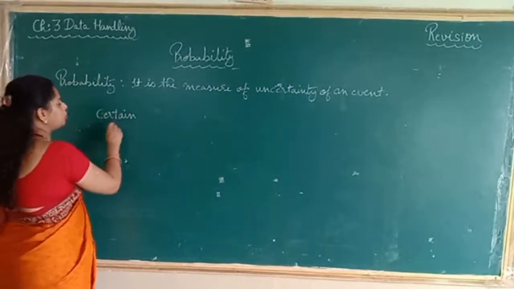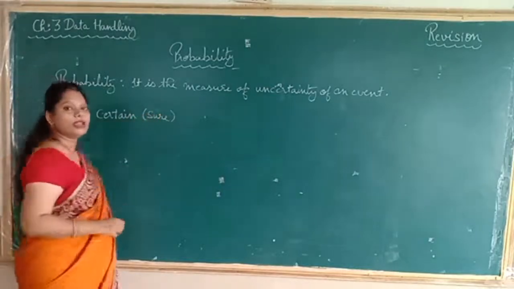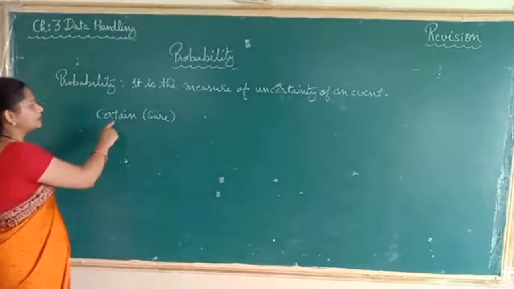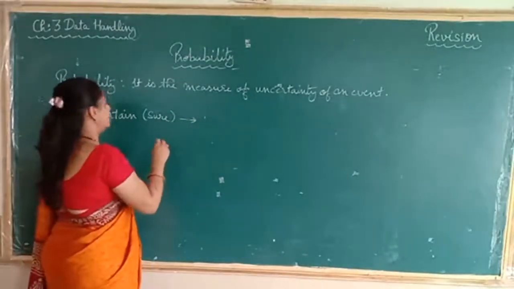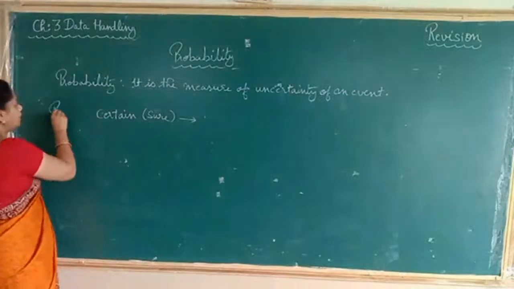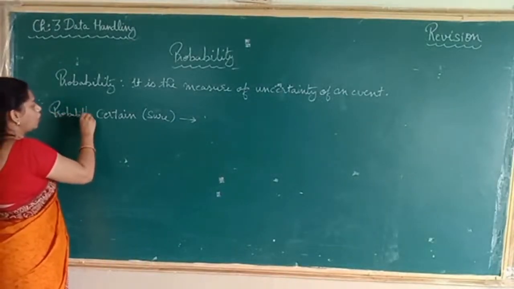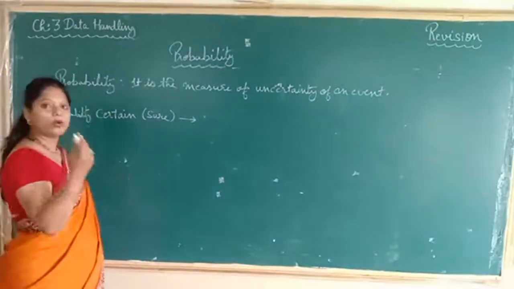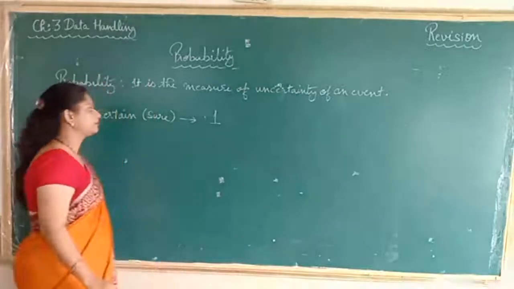Certain means sure. Things that will definitely happen are known as certain events. And the probability of a certain event, the work that will definitely happen, has probability equal to 1.